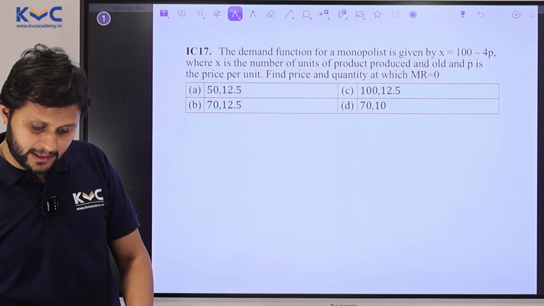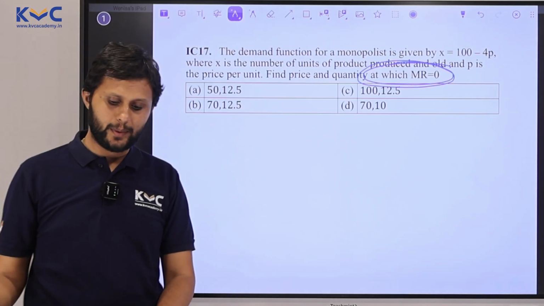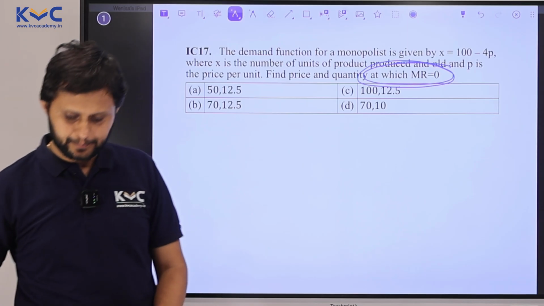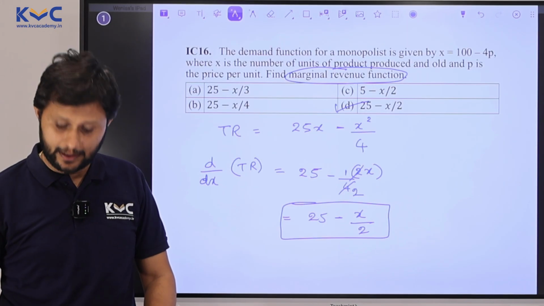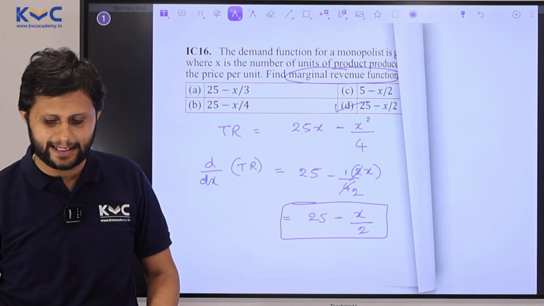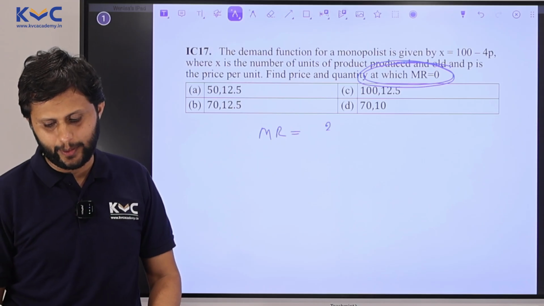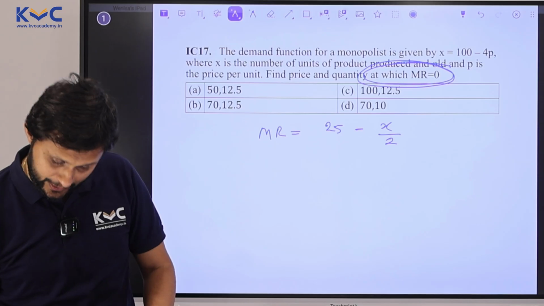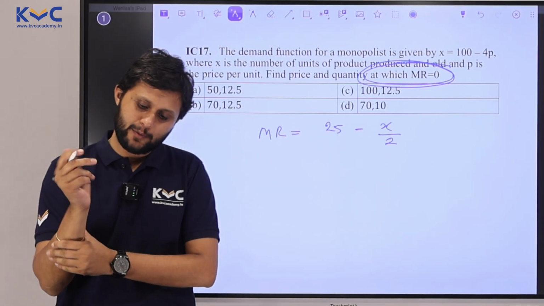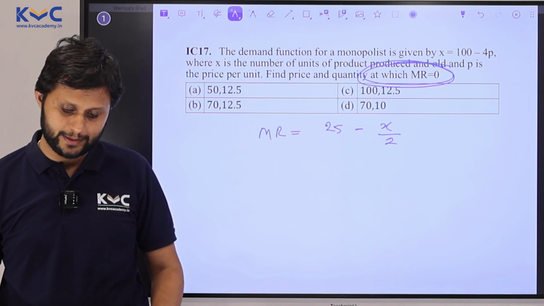So here what have they asked? Quantity at which MR is equal to 0. We did calculate MR. Where did we calculate MR? Marginal revenue function, 25 minus x square. Okay, we have marginal revenue is equal to 25 minus x square. Sorry, x by 2. No, not x square. x by 2. Find the price and quantity at which MR is equal to 0.